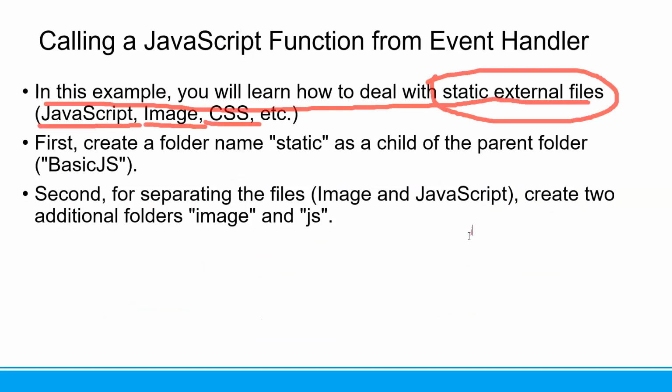If the file is .js, it means JavaScript. If the file is .css, it is the style sheet. If the file is an image, it is maybe .png or maybe .jpg and so on. And usually for these external files, or we call them the static external files, you should put them in a different folder. So let's create a folder named static.